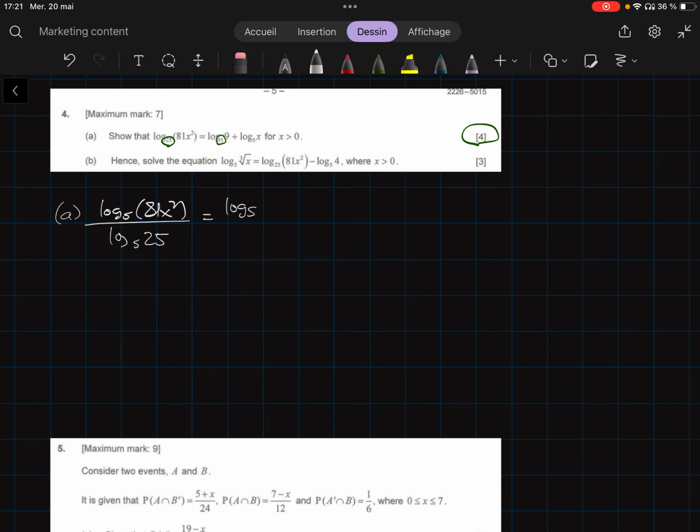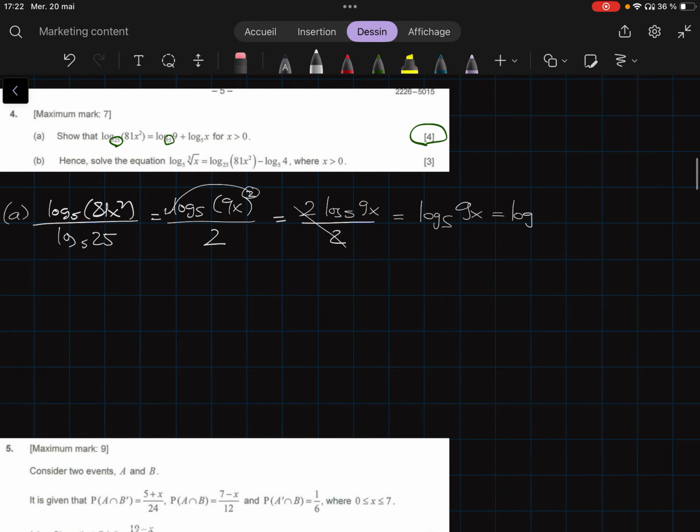Further notice that 81x squared is 9x in brackets squared. Log base 5 of 25 is equal to 2. Put the 2 back down. Cancel the fractions. It will give you log base 5 of 9x. And from here, you can just split them up to get the final answer.